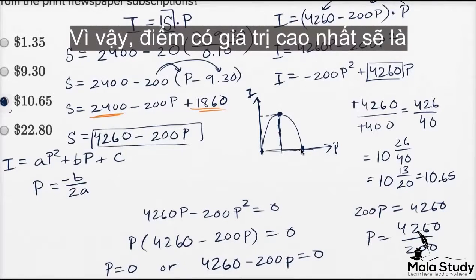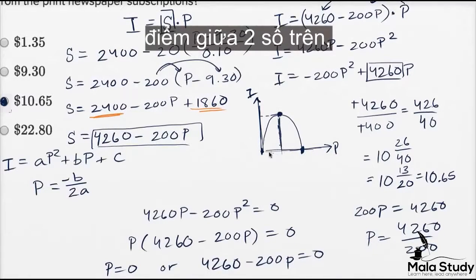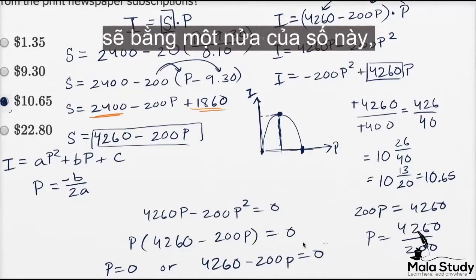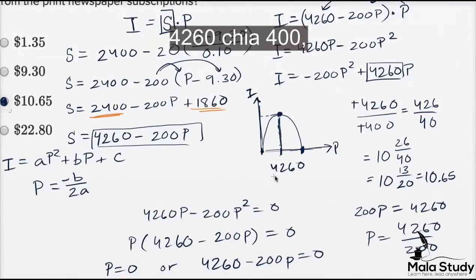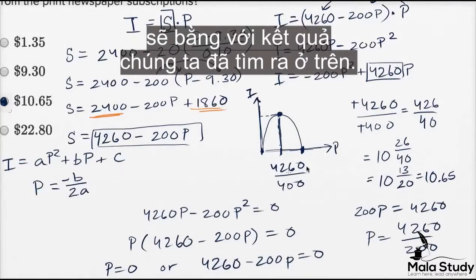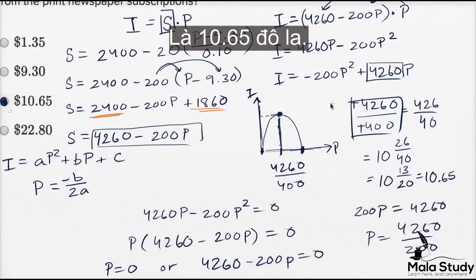So your maximum point is going to be halfway in between these two, halfway between 0 and that. Well, halfway between 0 and that is just going to be half of this. So your maximum point is going to be at 4260 over 400, which is exactly what we figured out before. That's $10.65.